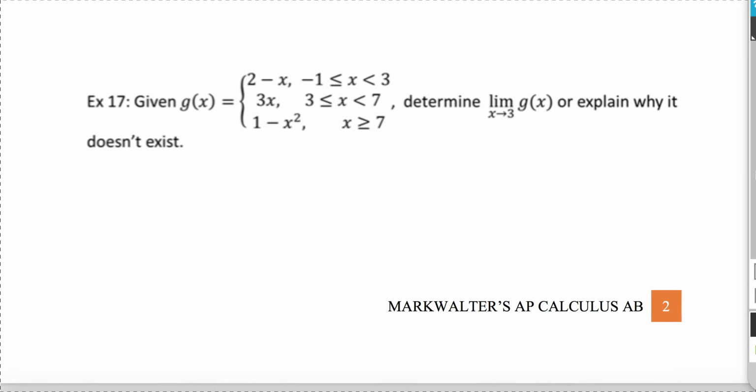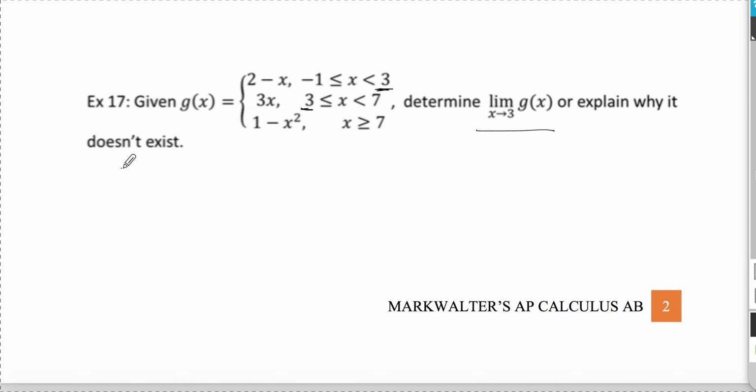All right. Let's do this one together. Given g of x is this piecewise function, determine the limit as x approaches 3 of g of x, or explain why it does not exist. Okay. All I'm asked about is the limit here, and I'm asked about the limit as x approaches 3. And I see that on the left side of 3, I follow 2 minus x, and on the right side of 3, I follow 3x.